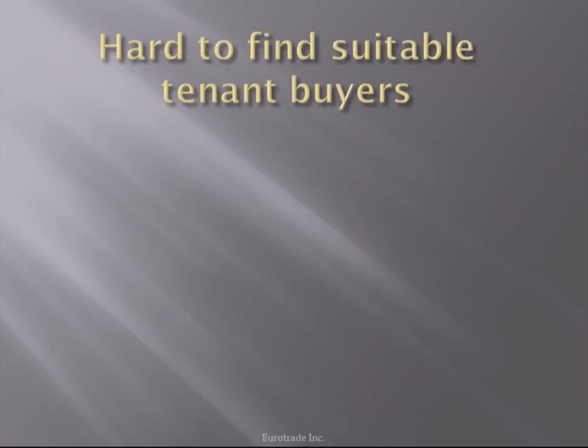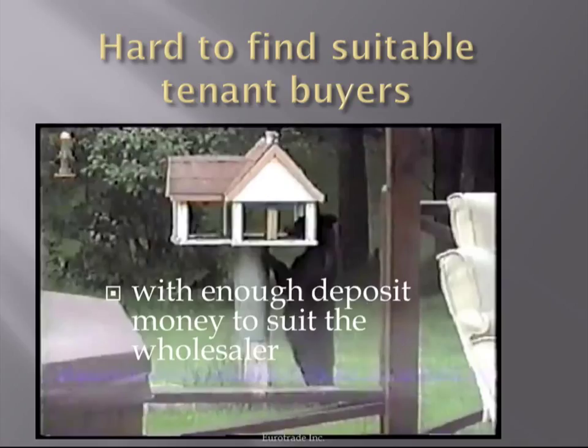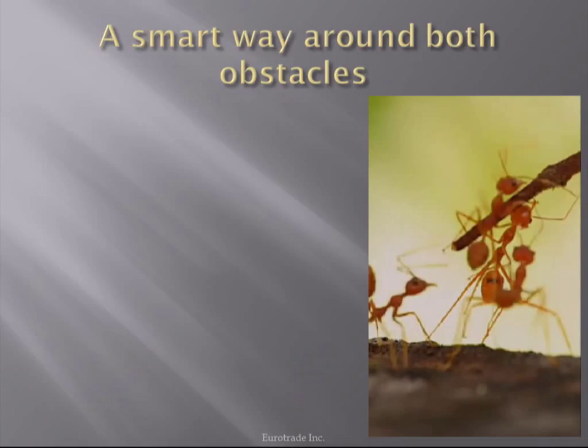It's also hard to find suitable tenant buyers. And a suitable tenant buyer is one who basically has enough money to put down as a deposit to suit the real estate wholesaler, because the real estate wholesaler is out to make money by selling the option to the tenant buyer. And in a lot of instances, the real estate wholesaler then just disappears, and it's the tenant buyer who is left there leasing the property and who will actually deal with the seller when the option gets to expiry.